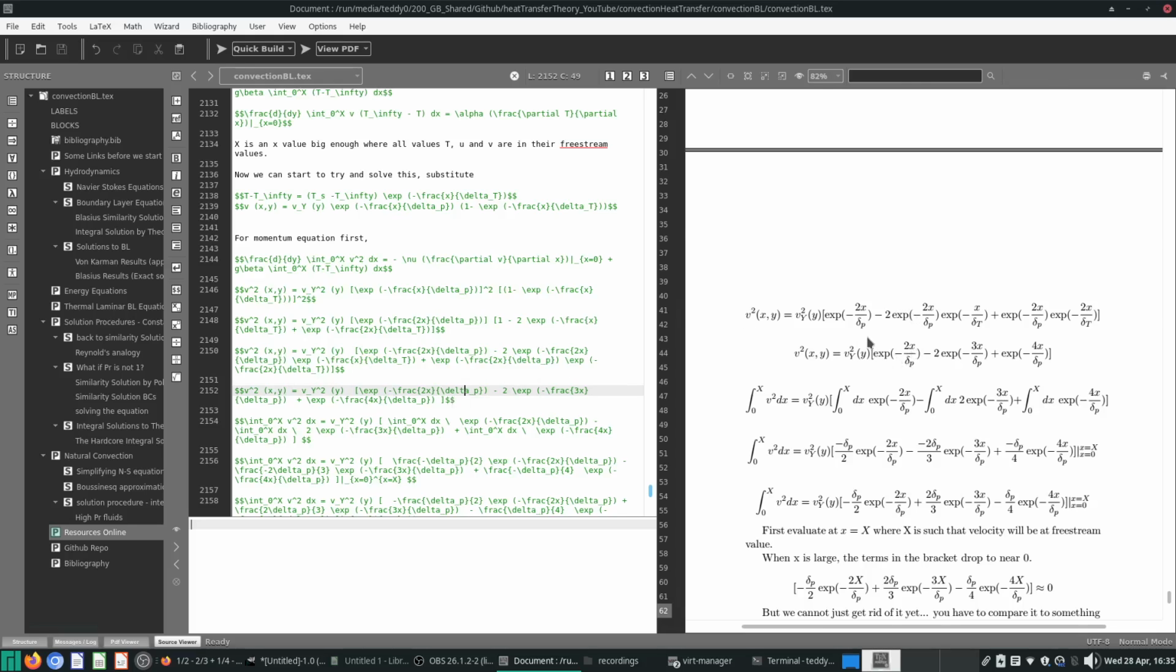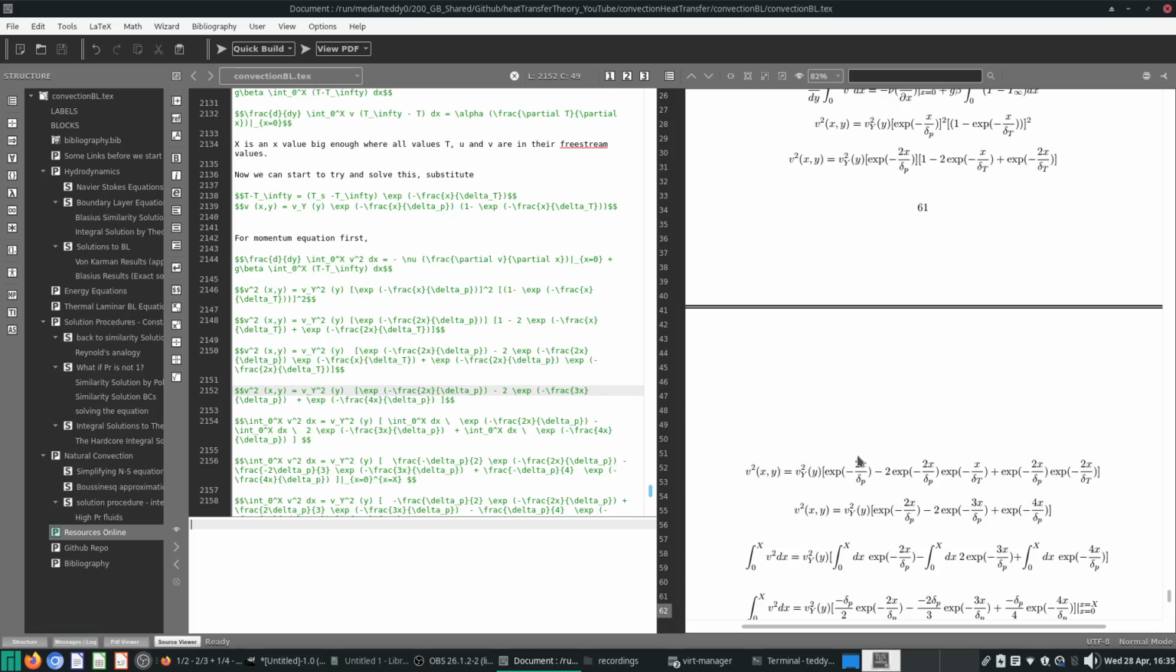So the first one will be the same. The second one, we should not have fraction 3x, it will be 2x over delta p. I'll put minus x in front, plus fraction x over delta t. So there are two boundary layers here. You gotta take very careful note. So 2.